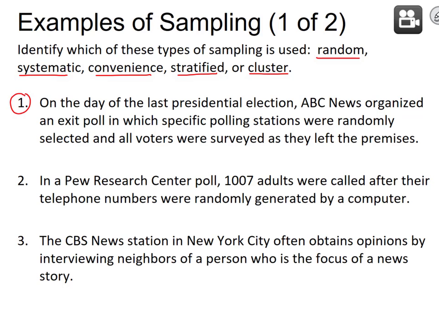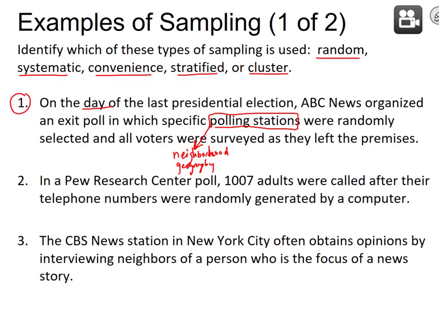On the day of the last presidential election, ABC News organized an exit poll in which specific polling stations were randomly selected and all voters were surveyed as they left the premises. A couple of things about this one, especially if you've never voted before. In early voting, you can go anywhere in your county, but if you go on the day of the election, you have to go to the polling station in your neighborhood. Only the people that are going to be living near you are going to vote in that same place. That spreads out all the voters amongst the county and the city so that hopefully they're not overrun. But that means we're talking about geography here. Notice that anytime it's talking about a specific location, a place, that's going to be important.